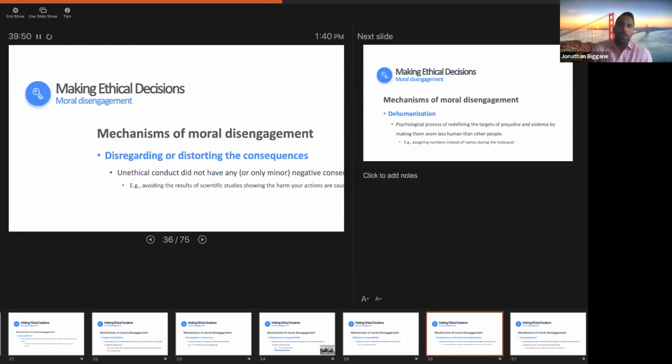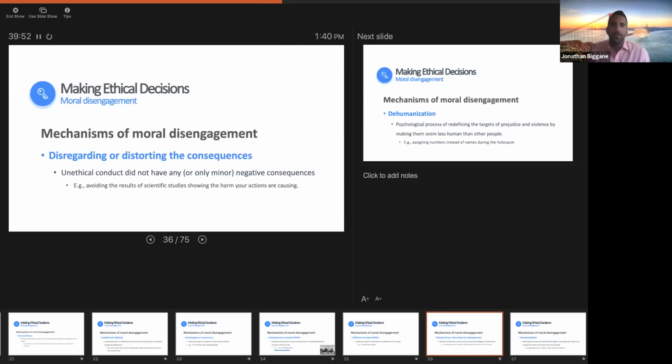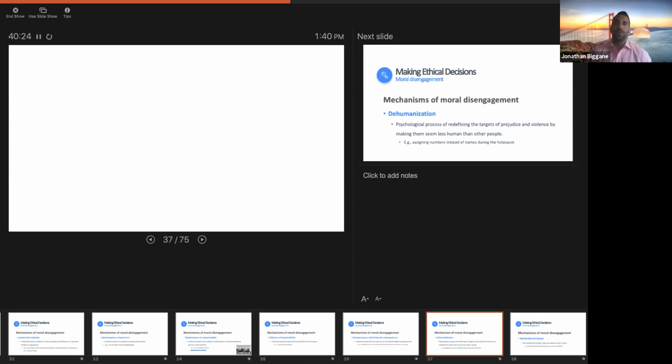Another is disregarding or distorting the consequences. So unethical conduct did not have any or only had minor negative consequences. You see this all the time with companies who are using chemicals that ultimately are harmful to people or cause cancer. They might say, oh, only a few people got that, or that didn't really happen that much, because I didn't see any studies on it. So this is something that unfortunately happens quite a bit. We distort the consequences to make the situation seem more favorable to ourselves.